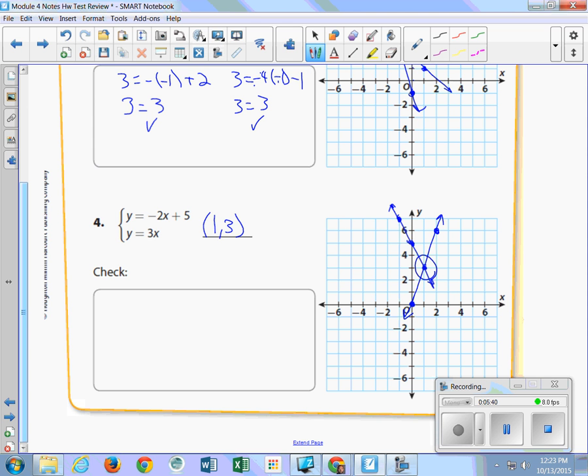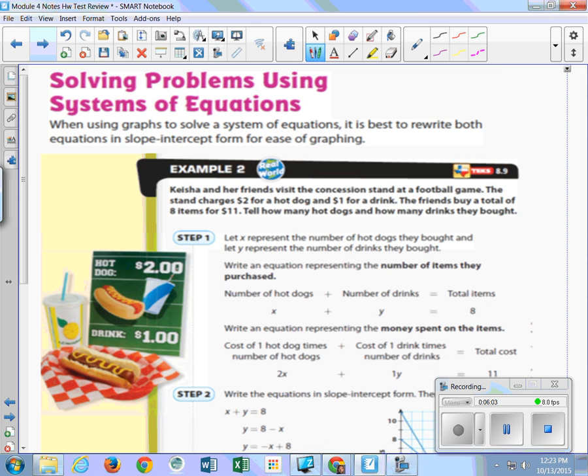I can check it. 3 equals -2 times 1 plus 5. -2 times 1 is -2. -2 plus 5 is 3, excuse me. Checks out. 3 equals 3 times 1. That's 3 equals 3. Checks out. Okay, going to the next page.